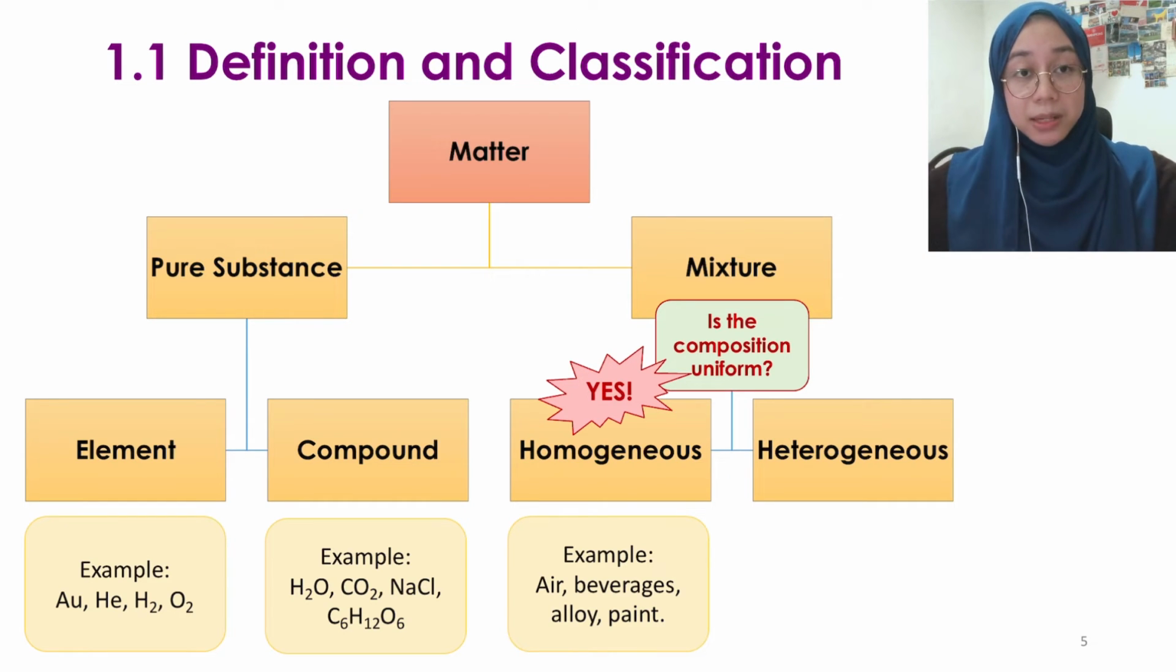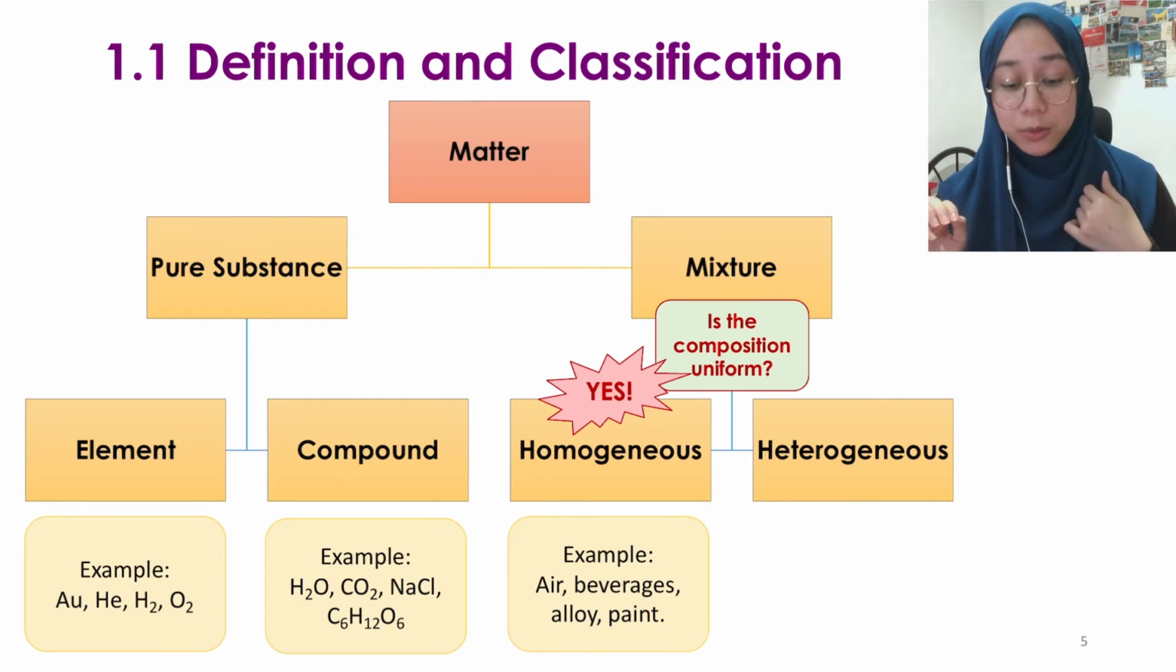Udara kita ni ada macam-macam kan. We have nitrogen, we have oxygen, we have carbon dioxide and so on. But can you actually differentiate that? No. Okay, therefore it is considered as homogeneous.